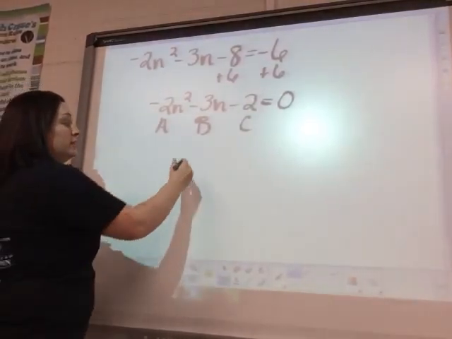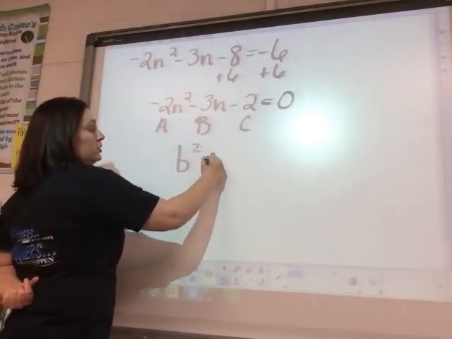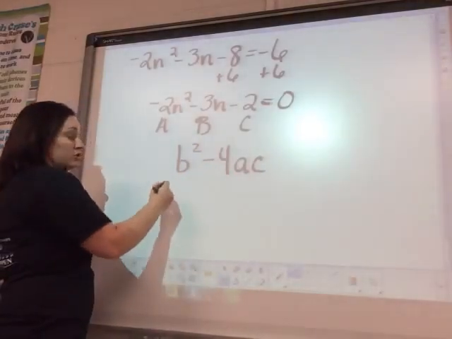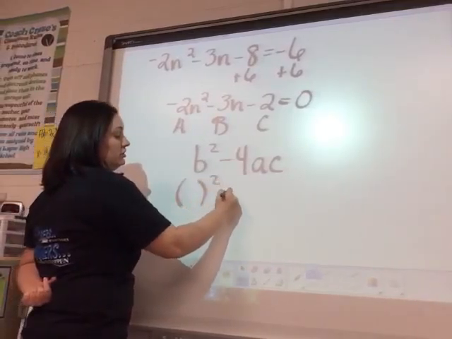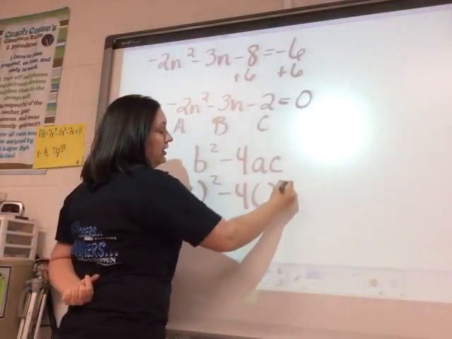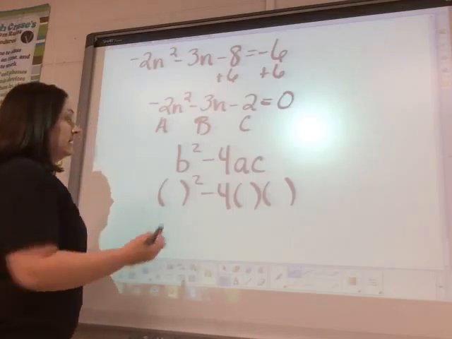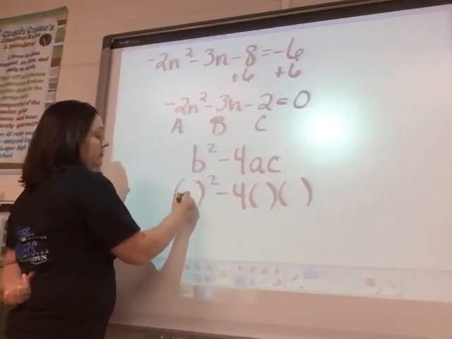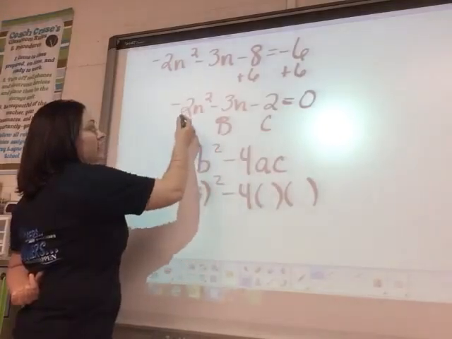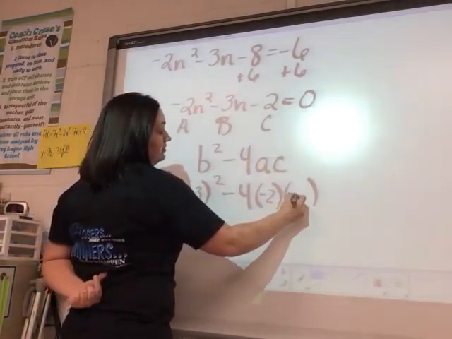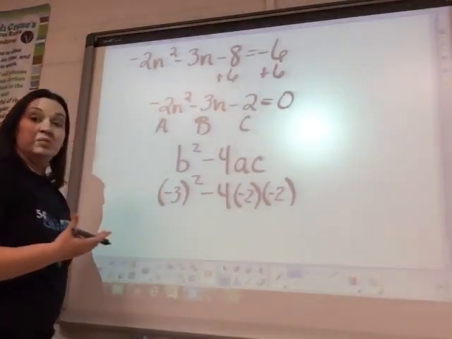Let's write our formula. b squared minus 4ac, that's our discriminant. We're just going to plug in, use some substitution. Anywhere there's a variable, a letter, we're just going to put some parentheses and plug the appropriate number in. So in place of b, that's negative 3. In place of a, that's negative 2. In place of c, that's negative 2. Then we can do some simple computation.